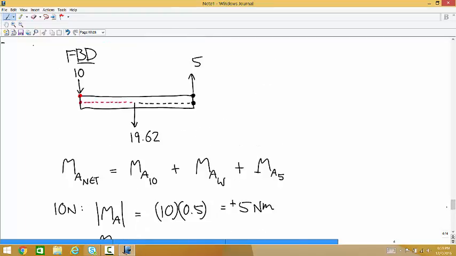And then would that force make this rotate counterclockwise or clockwise? Counterclockwise. So that's also positive.